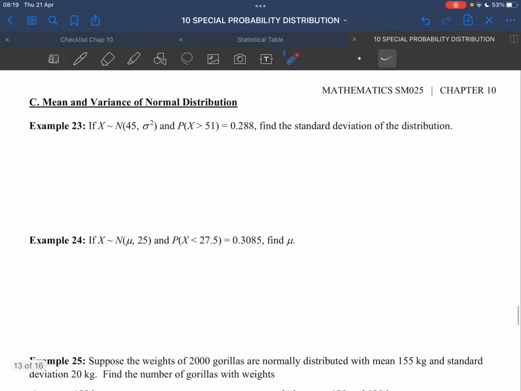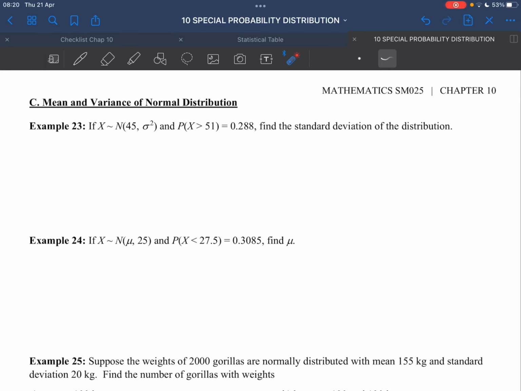Next we are going to see how to find the mean and variance for normal distribution. You have known how to find the mean and variance for binomial distribution, which is np for the mean and npq for the variance, and we also know how to find them for Poisson distribution, which is simply lambda for both mean and variance. But for normal distribution, we know that mu is the mean and the variance is sigma squared. From this example, if the normal distribution has mu 45 and a given variance, and P(X greater than 51) equals 0.288, find the standard deviation.